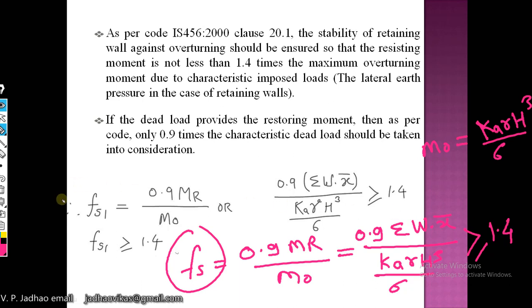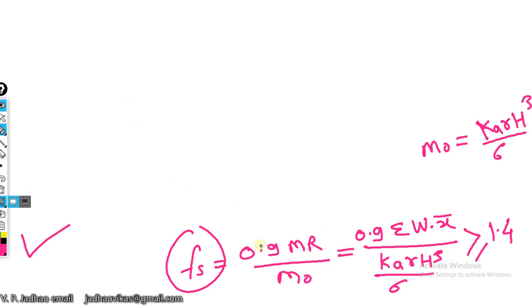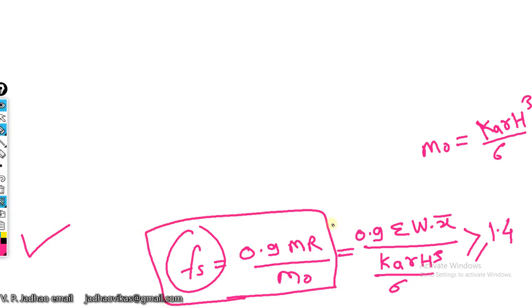This is the factor of safety for overturning, and the formula is 0.9 MR divided by MO, where MR is the resisting moment. We have already seen MR is equal to the summation of W into x bar, and MO is equal to this value. So this value should be more than or equal to 1.4.